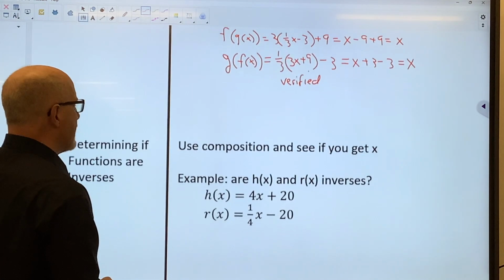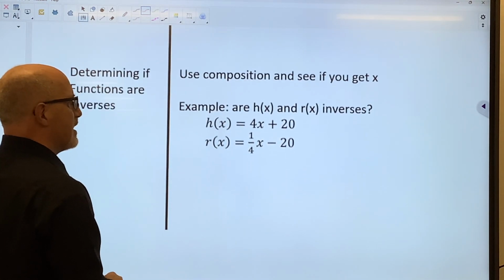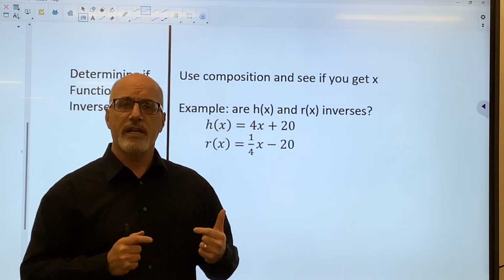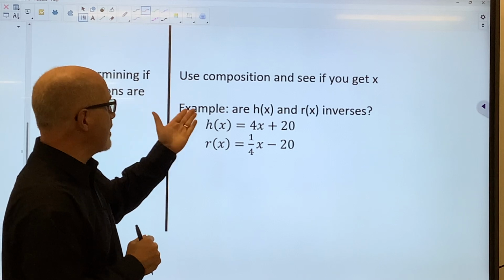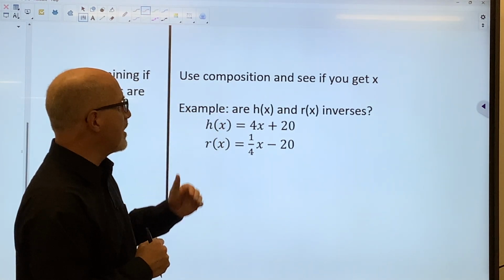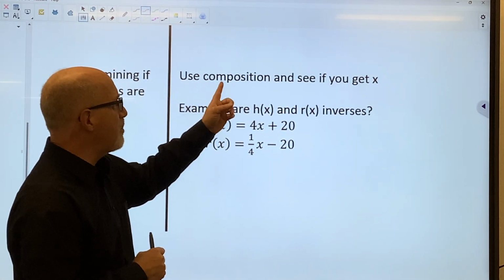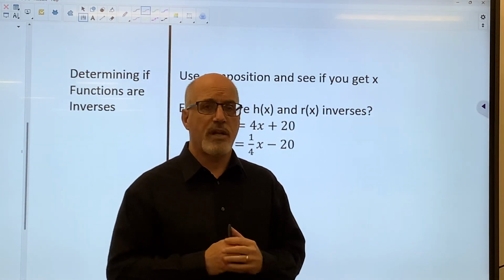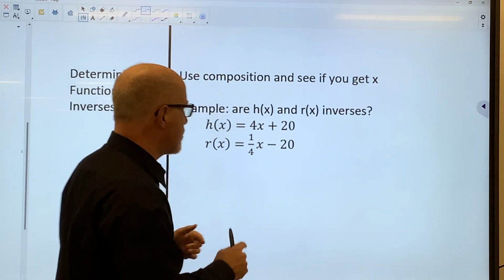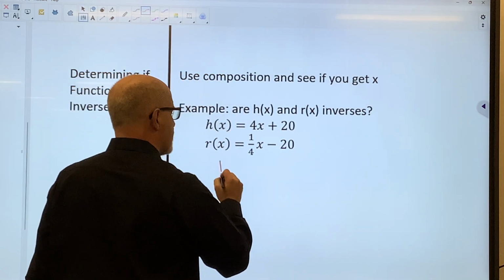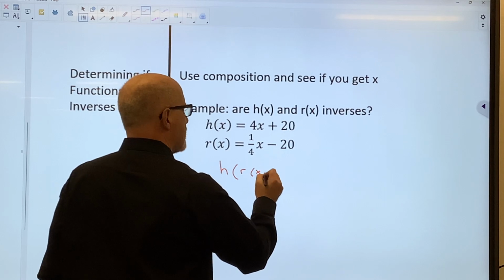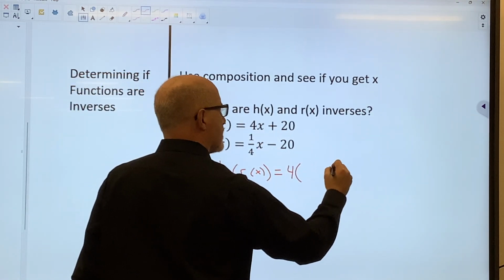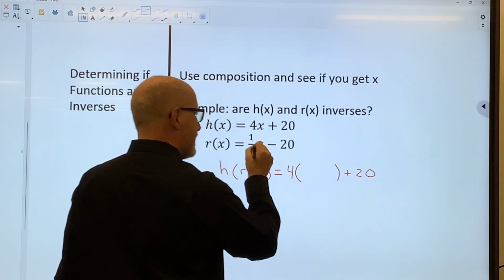All right, now here's a different question. This question could be asked: determine whether these two are inverses of each other. Okay, so if you're trying to determine if these two functions are inverses of each other, you can use composition and see if you get x out. If you don't, then they're not inverses of each other. Okay, so let's try these two. We're going to do h of r of x. Let's try that one. And so we're going to take the h function, take the x out, and we're going to put this in its place.